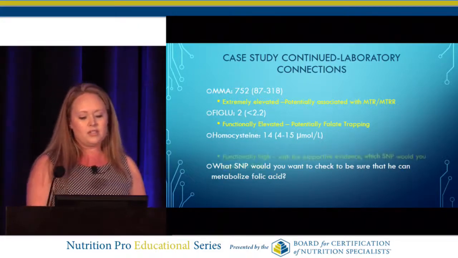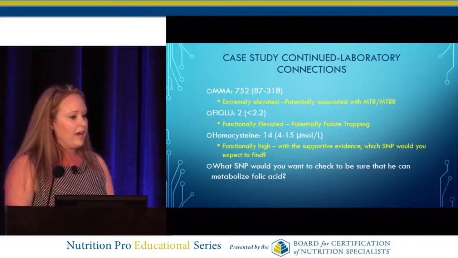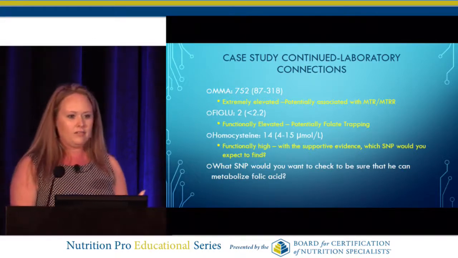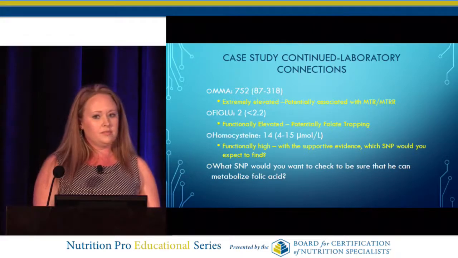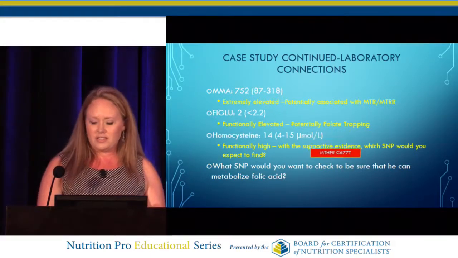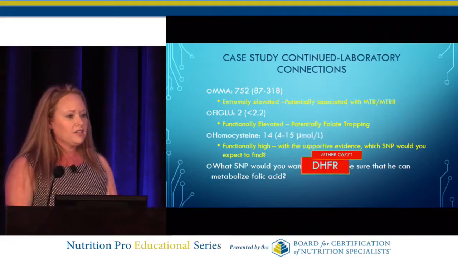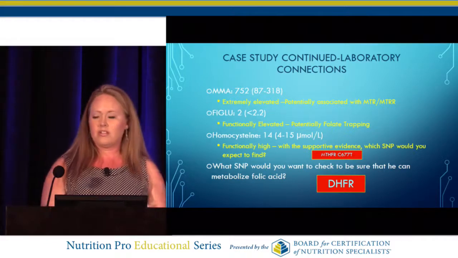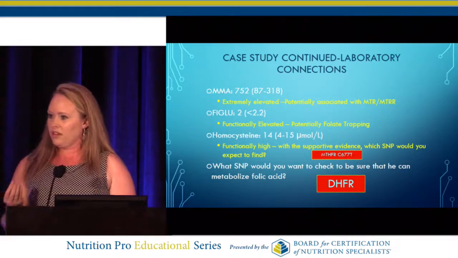Now his homocysteine is 14. With the supportive evidence that we have, is there a SNP that jumps out to anybody that they think he might have in terms of cardiovascular disease and homocysteine? It's going to be MTHFR C677T. And then lastly, we want to check his DHFR status to see if it is an actual mutation in this particular enzyme or if there is a lifestyle-induced inhibition of this enzyme.